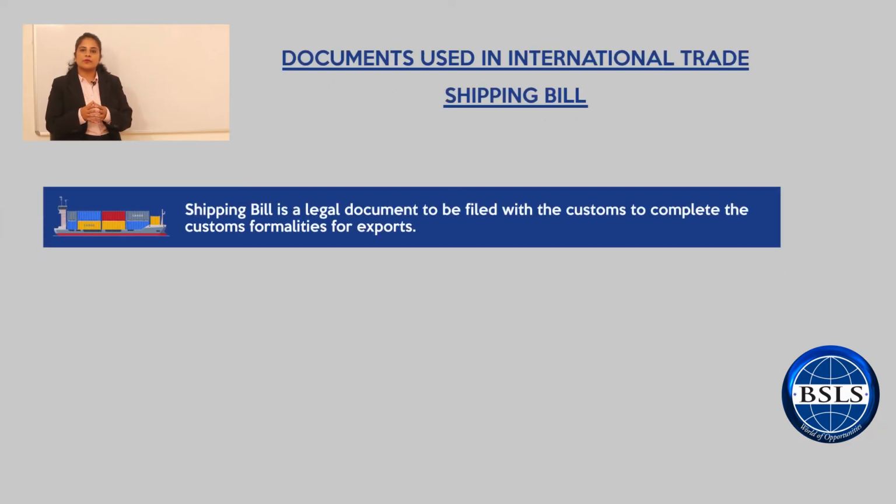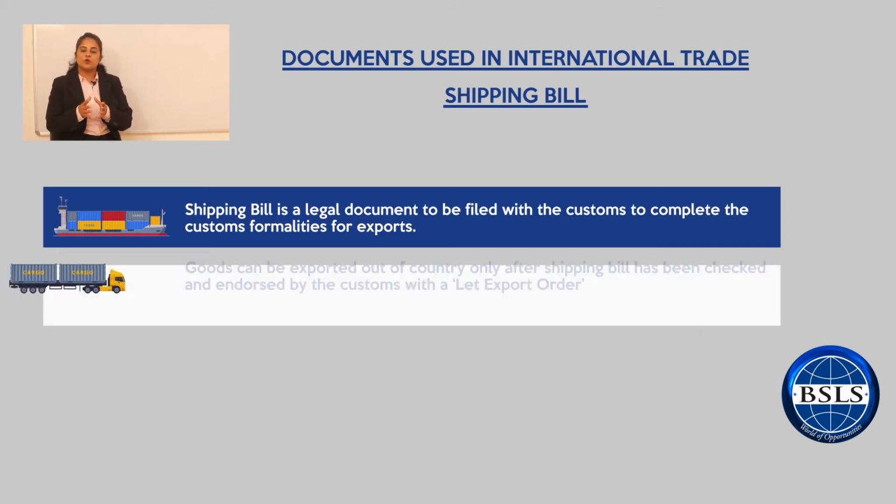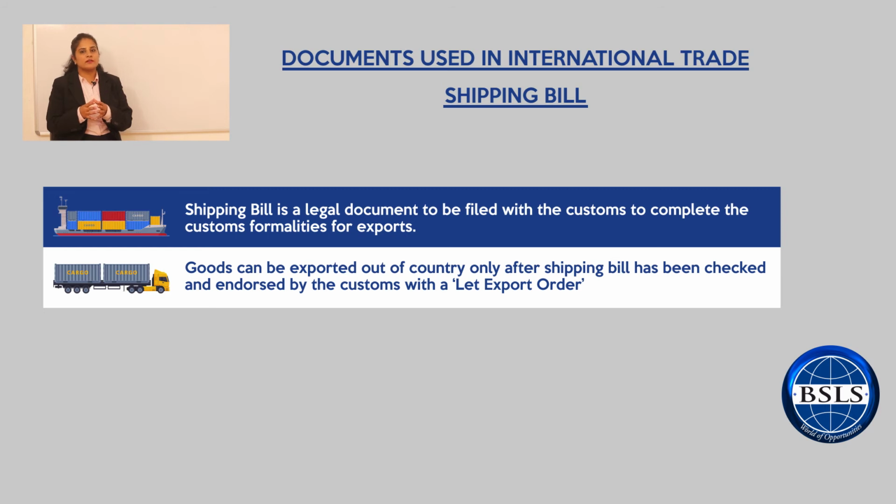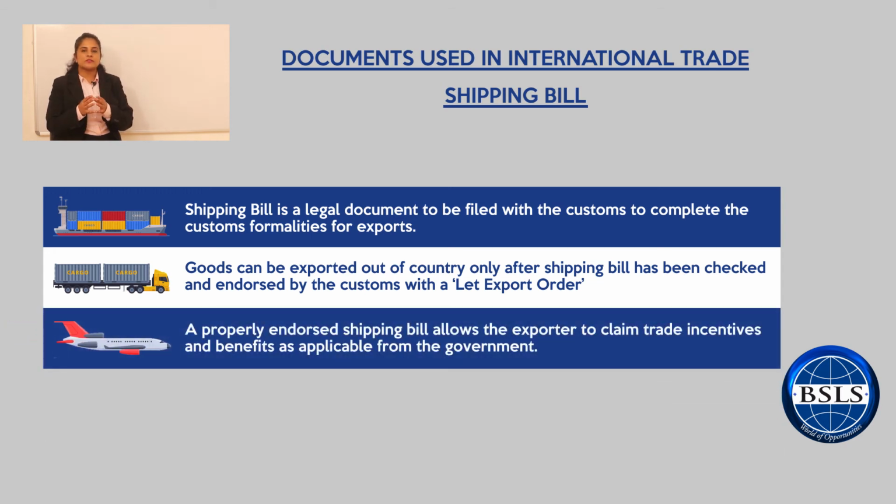First, let us look at the shipping bill. A shipping bill is a document filed with the customs by the exporter to complete the export customs formalities. Goods can be exported out of a country only after the shipping bill is checked and endorsed by the customs with a let export order. A properly endorsed shipping bill is used by the exporters to derive and claim the trade incentives and benefits as offered by the respective governments.